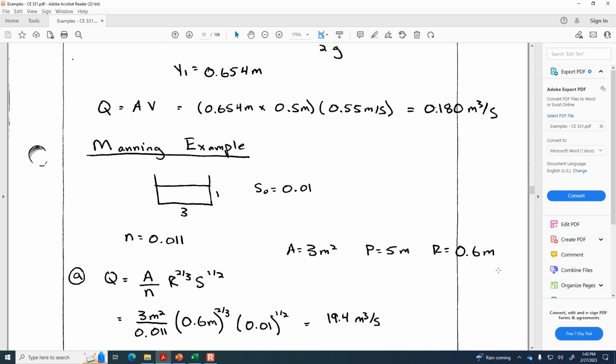So Manning's equation only applies if flow is steady and uniform. It gives you what's called the normal depth, or if you're given the normal depth, you can calculate the flow rate, which is what we've done here. We were given the normal depth, and calculated the flow capacity of the channel.